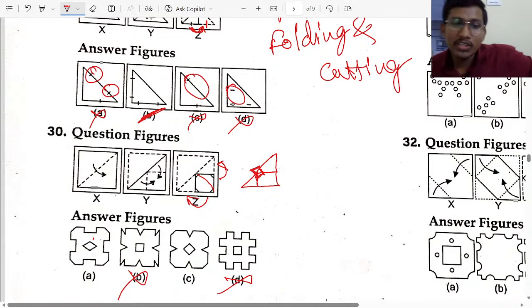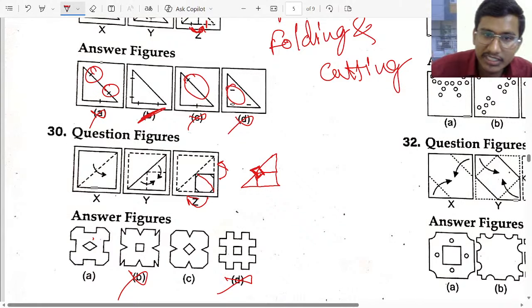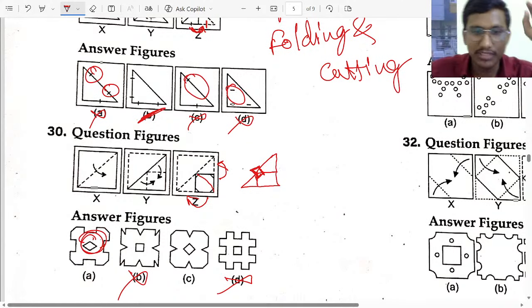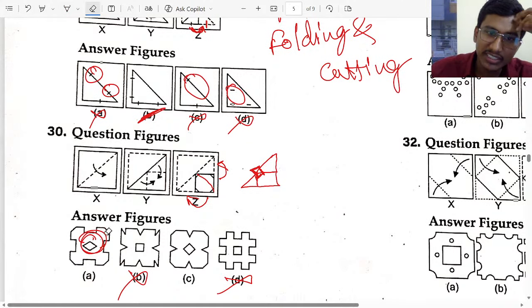Now one more thing. In A, this diamond will be very flat, so that is not the answer. That diamond is very flat, that is why it is not the answer.